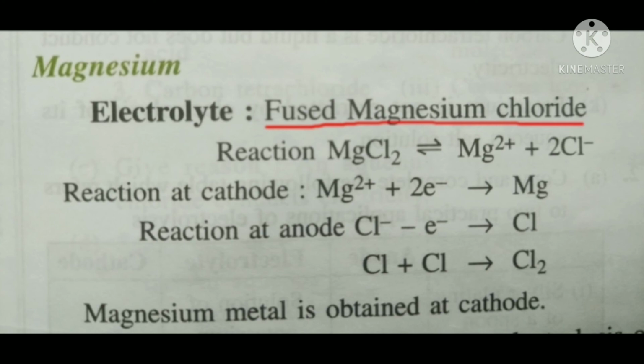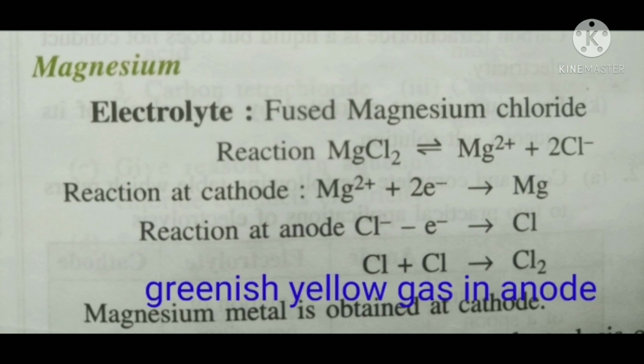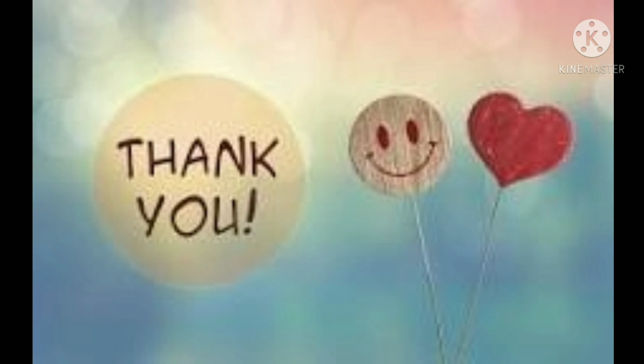Next, fused magnesium chloride. Here also there are 2 ions. Mg2+ will move towards the cathode and there it will be deposited. Then Cl- will move towards the anode and there the gas will be evolved. The color of chlorine gas is greenish yellow. This is the observation. I hope you all understand this topic, electrolytic refining.